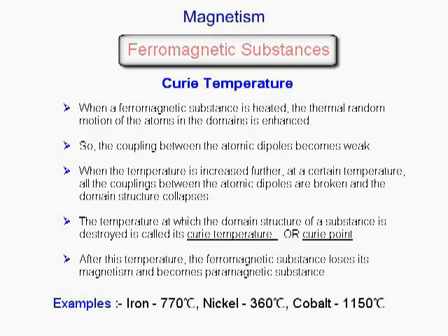For example, Curie temperature of iron is 770 degrees Celsius. Hence, below 770 degrees Celsius, iron shows ferromagnetic properties, but if its temperature is increased beyond 770 degrees Celsius, it shows paramagnetic properties. Similarly, Curie temperature of nickel is 360 degrees Celsius. Curie temperature of cobalt is 1150 degrees Celsius and so on.